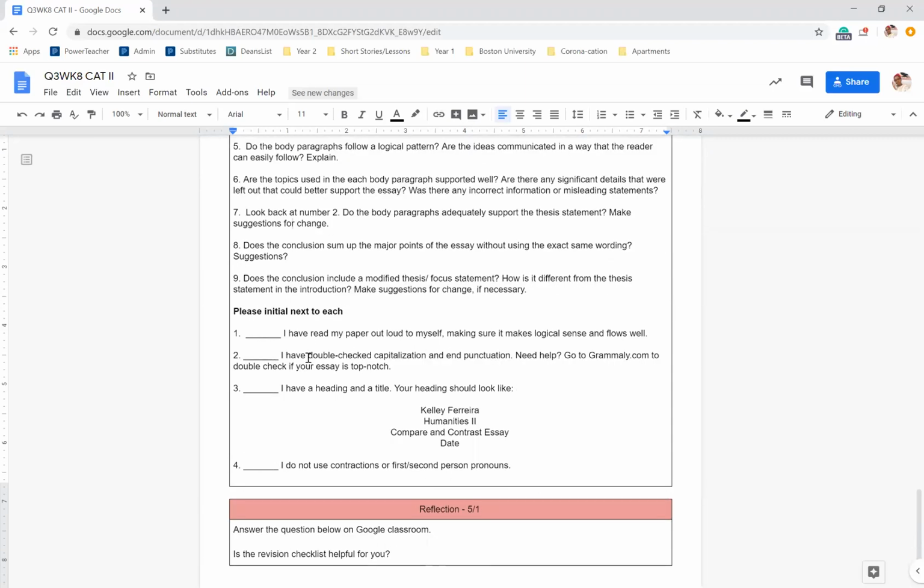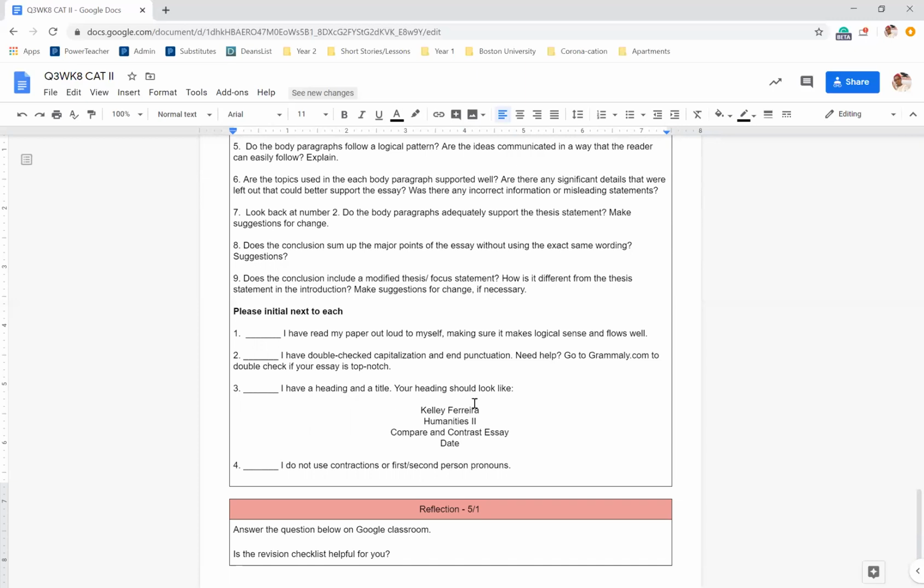And this is to hold yourself accountable, so make initials next to each. I need to make sure you are reading out loud to yourself. That is when you catch most of your mistakes, when you read your essay out loud. So have you done that? Have you double checked capitalization and punctuation? If you need help, there's a great resource called Grammarly.com that will check your essay for you in terms of capitalization, punctuation, and if it just makes sense and flows.